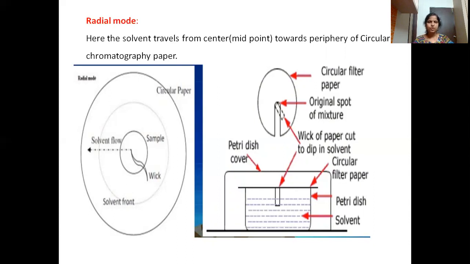So in radial mode, we don't find spots. We find concentric rings. These rings will give information about the components which are present in the mixture. So this is about the radial mode.